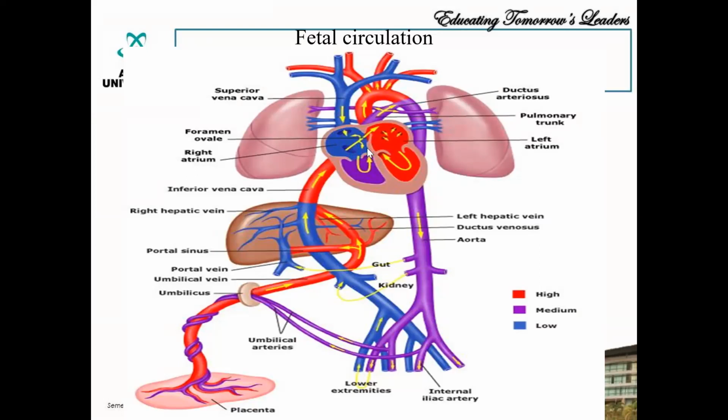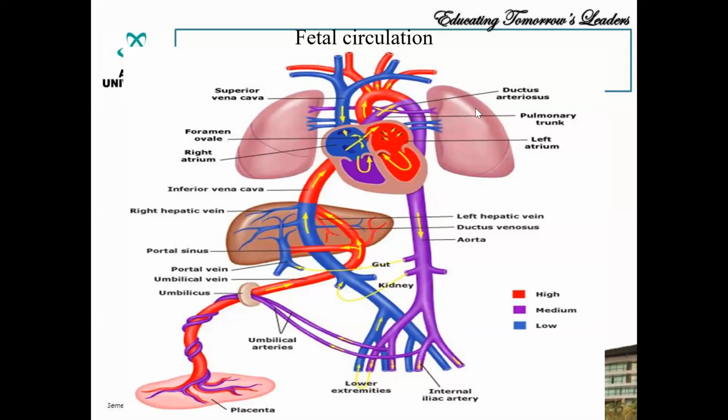So the right side of the heart will be receiving all the deoxygenated blood through the inferior vena cava and the superior vena cava. So this is your inferior vena cava and this is your superior vena cava. Through these, the right atrium will be getting all the deoxygenated blood. Then from the right atrium, it will go to the left atrium. Then from the left atrium, it will be going to your lungs through the pulmonary artery.